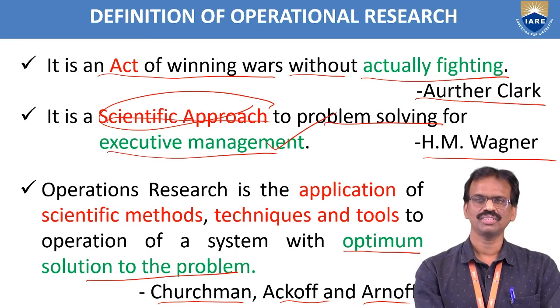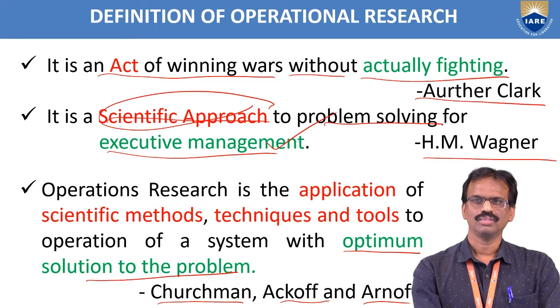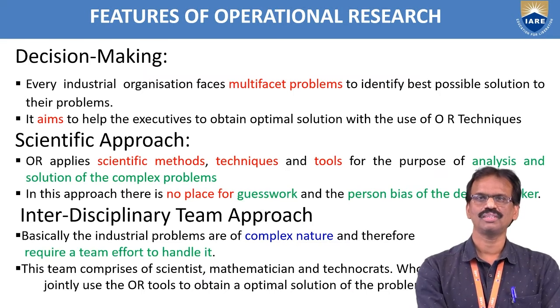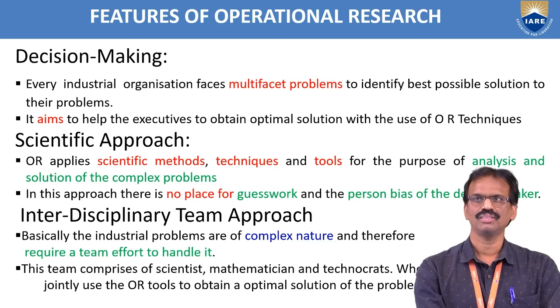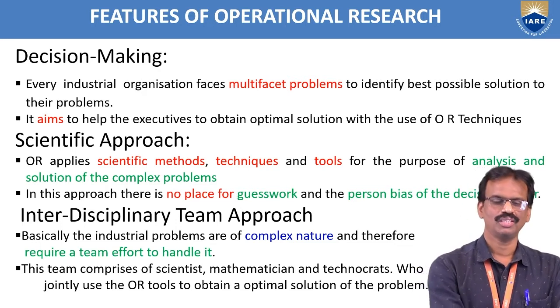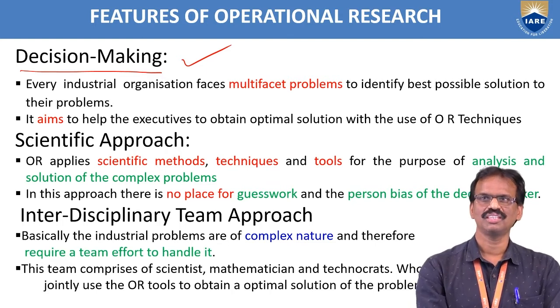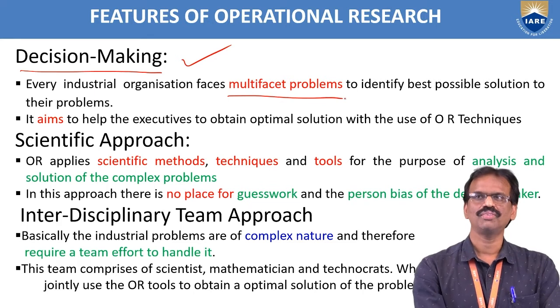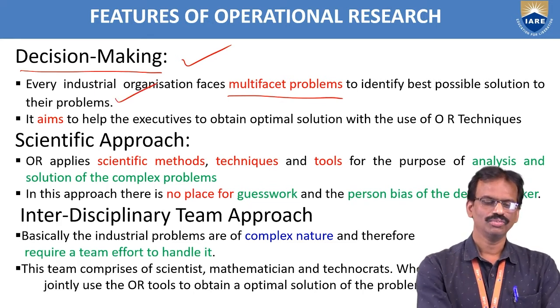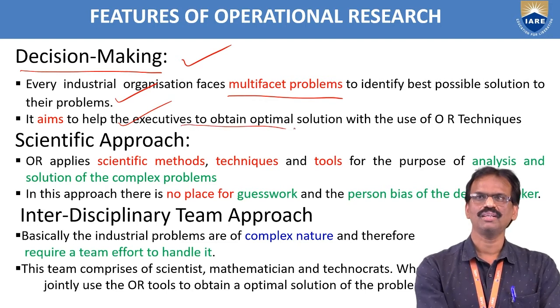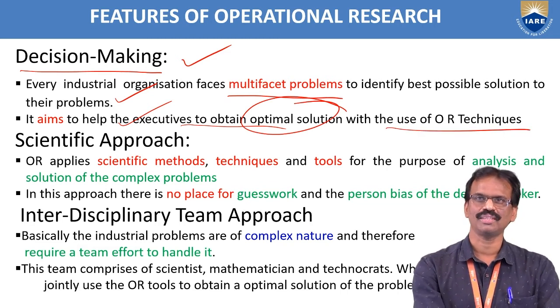In this way, there are many definitions given by others; here only a few are given. Now we'll see the features of operational research. What are the main features included in operational research? First, decision making. We know that every industrial organization faces multifaceted problems, so we need to identify the best possible solution. Decision making aims to help executives obtain the optimal solution with the use of OR techniques or optimization techniques. So for effective decision making, we can use OR techniques.